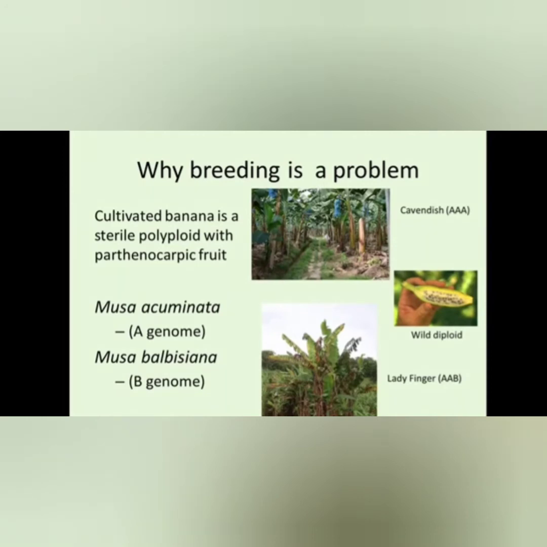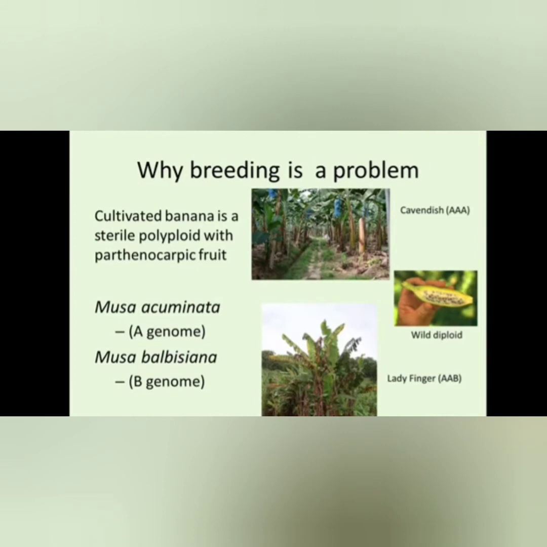Cultivated banana is a sterile polyploid with a parthenocarpic fruit. It's a total freak of nature. It shouldn't be there. It's only there because of us, because we cultivate it clonally. We take bits and suckers and we transfer them. Now we can use tissue culture, so it's a little bit cleaner. But basically, the cultivated banana wouldn't survive without our intervention, and it's only been presumably selected from the wild because it doesn't have any seed in it.